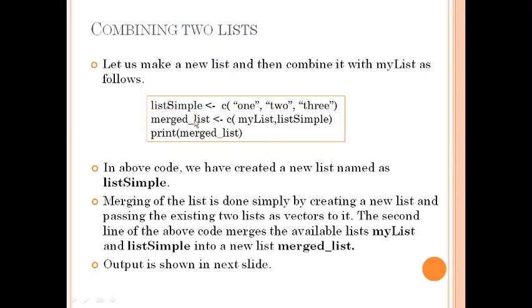Now to merge the lists, we are creating a new list named merged list, and to that we are providing a vector with two lists, my list and list simple. So this is how simple it is to merge two lists. You just provide the name of the new list, which will be the resulting list after merging, and give it in the form of a vector, a list of the lists you want to merge. It's not that you can only merge two lists, you can merge any number of lists. You just have to add those many lists here separated by commas.